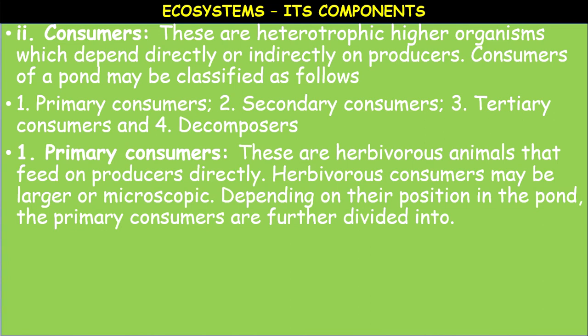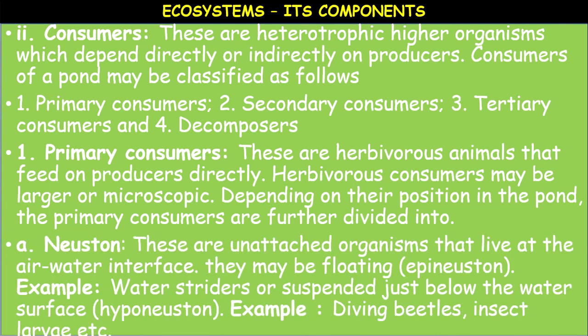First, primary consumers. What are primary consumers? These are herbivorous animals. They feed on producers directly. In the food chain also, the second category is primary consumers. Herbivorous consumers may be larger or microscopic. Depending on their position in the pond, the primary consumers are further divided into, the first one is Neuston.